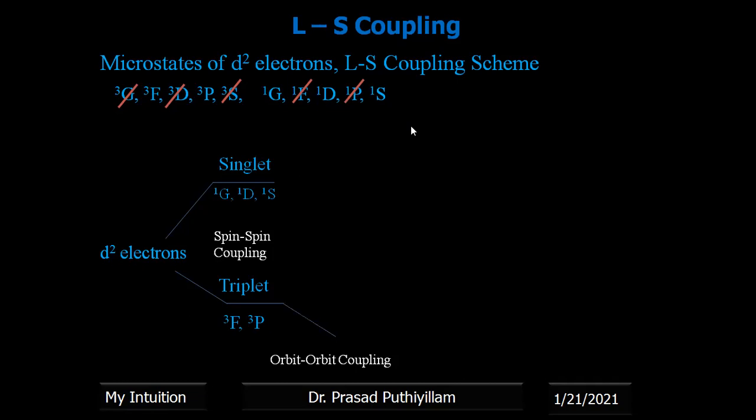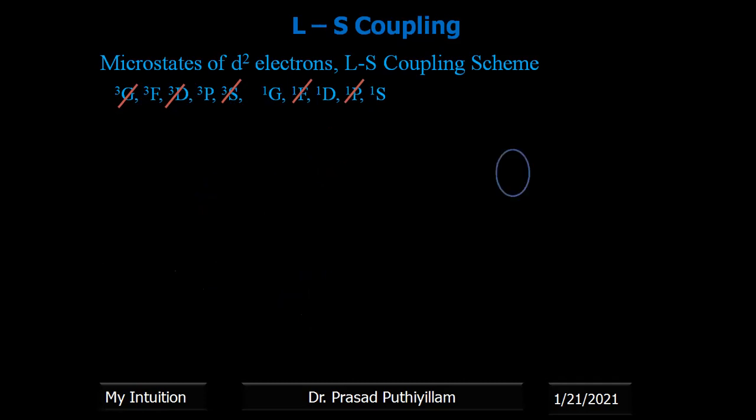Now orbit-orbit coupling will further split the energy levels. With orbit-orbit coupling we come to know that triplet F has the lowest energy and triplet P is next, according to Hund's rule. Then for singlet term splitting, that is singlet G, singlet D, and singlet S, this is the order of arrangement of these coupled schemes or orbit-orbit coupling schemes.